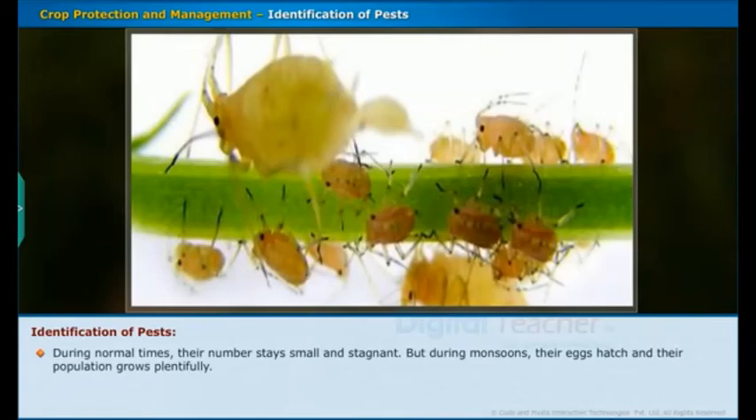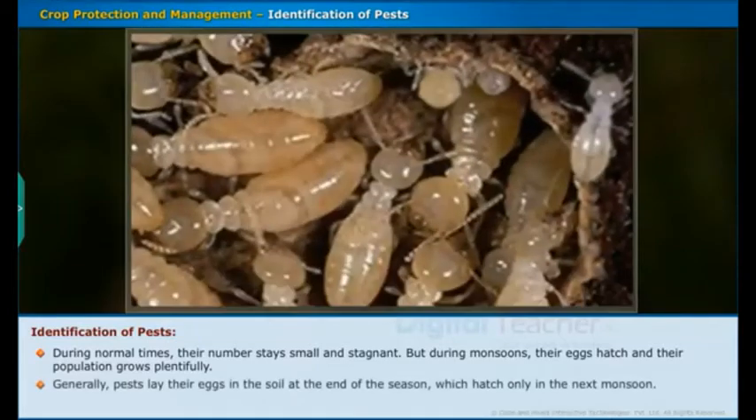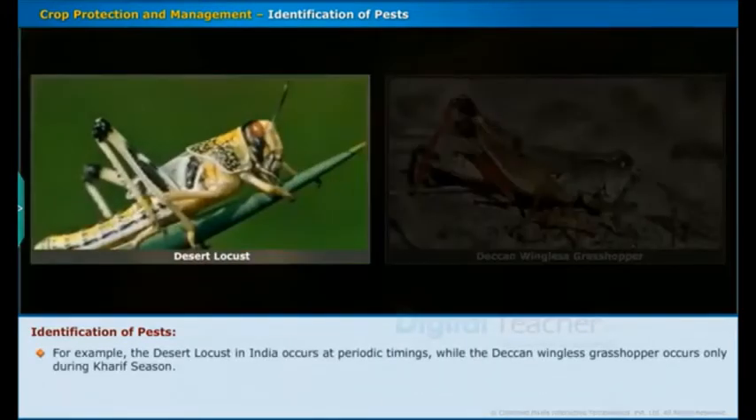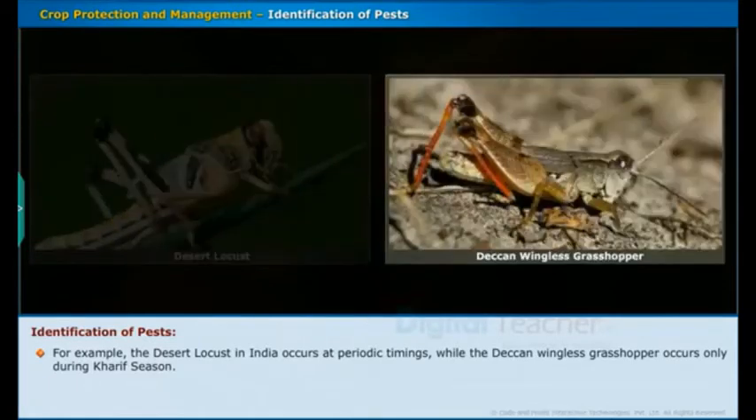During normal times, their number stays small and stagnant, but during monsoons, their eggs hatch and their population grows plentifully. Generally, pests lay their eggs in the soil at the end of the season, which hatch only in the next monsoon. For example, the desert locust in India occurs at periodic timings, while the Deccan wingless grasshopper occurs only during Kharif season.